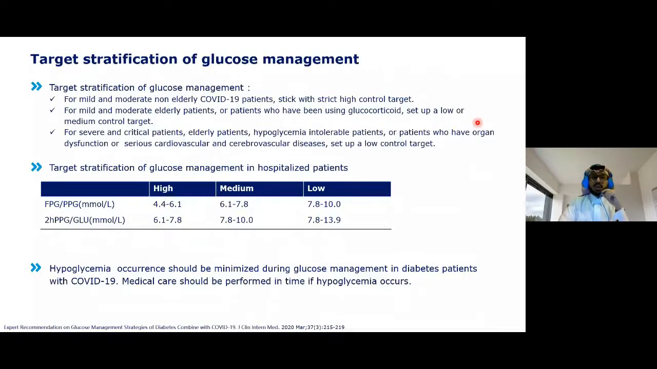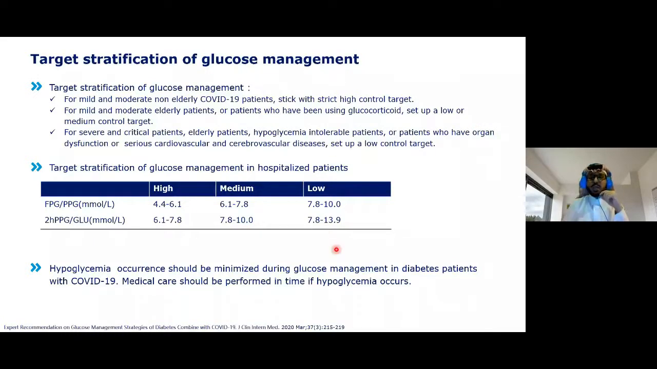So now inside the hospital, we set our target blood sugar by category. For mild to moderate, non-elderly patients, we are very strict, with highly controlled blood sugar. For mild to moderate but elderly patients, we try for low to moderate control. For those who are severely critically ill or elderly, or at higher risk of hypoglycemia or intolerance to hypoglycemia, or with organ dysfunction or cardiovascular or cardiocerebral disease, we set a low control target. So we make three categories: high, medium, and low.